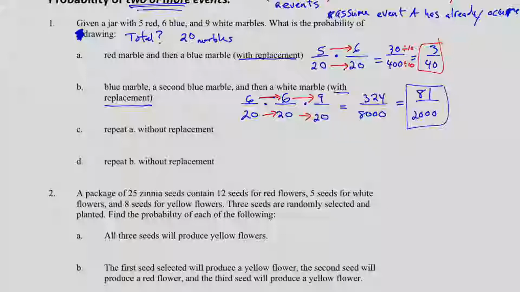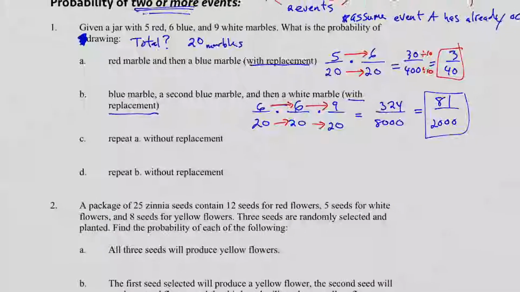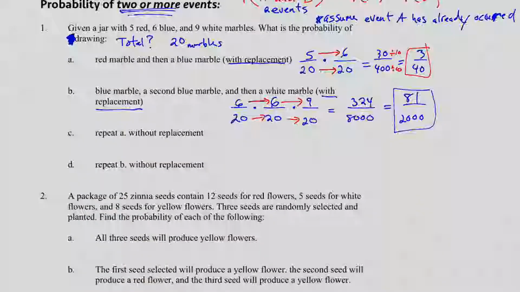Okay, so I'm going to go ahead and finish these 2, and then I'll let you guys try number 2. So what happens, guys, we do the same exact ones, A and B, but without replacement. That means once we pick the first one, we're not going to put it back in the jar. Okay, how is that going to affect it? So let's take a look.